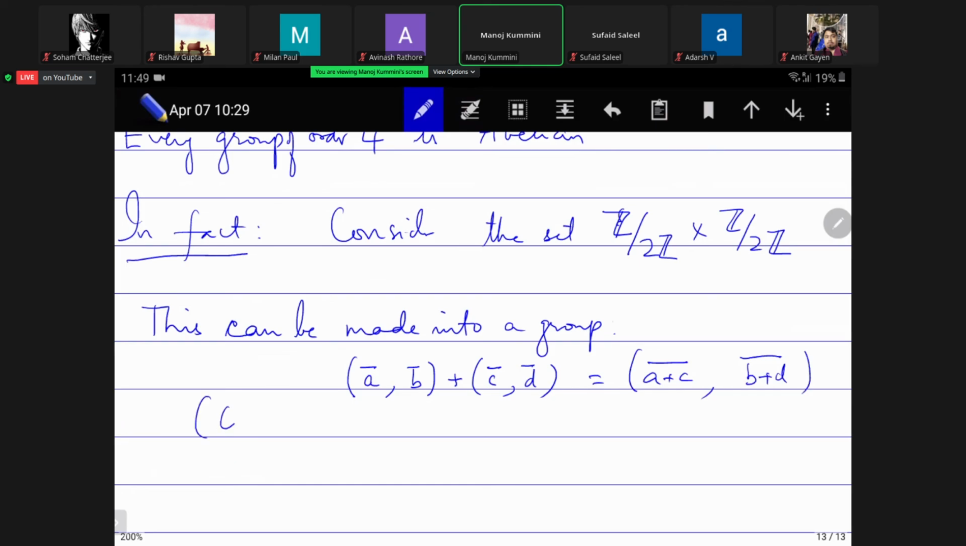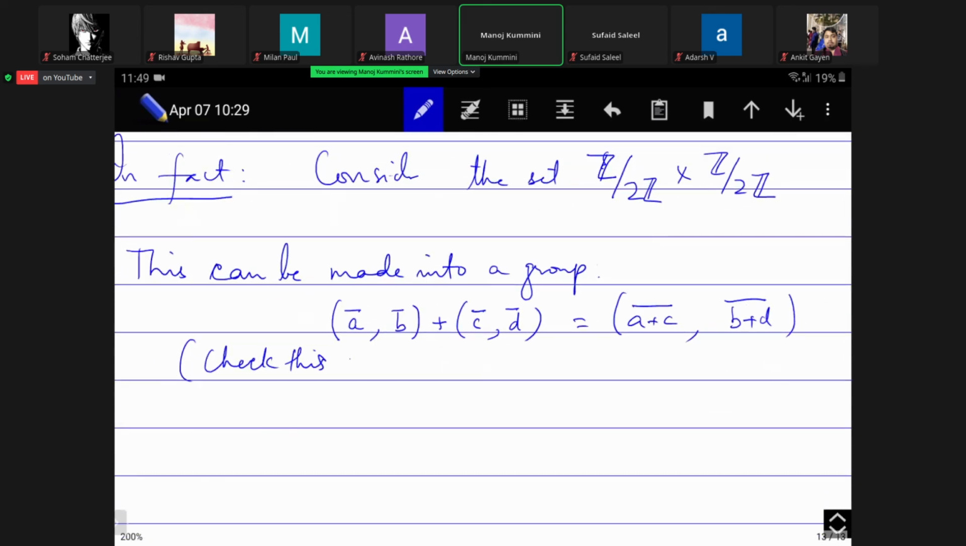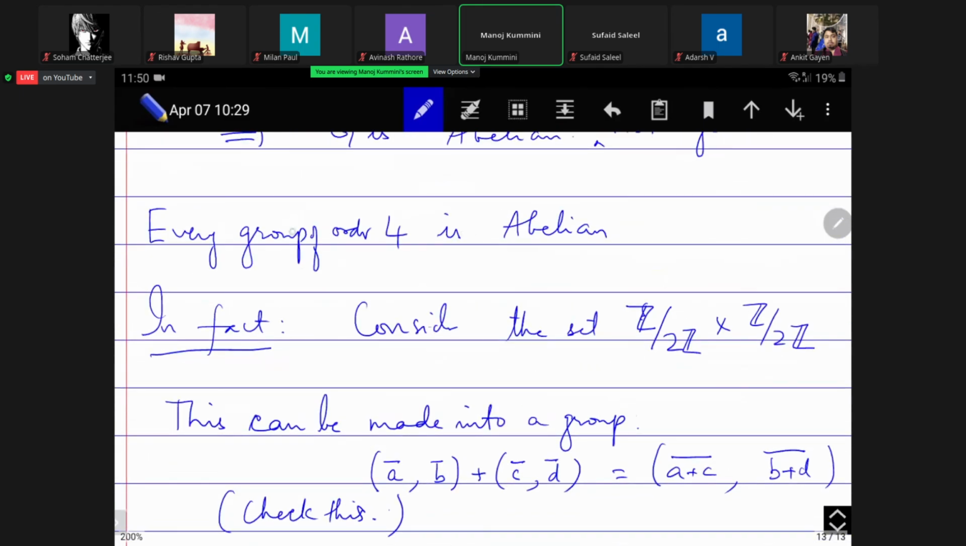So check this. Substantially more general statements are true, but I just want to show it in this example. So check that this is a group. Now we will define a map. Let phi be a map from the Cartesian product Z mod 2Z cross Z mod 2Z to G, this G.